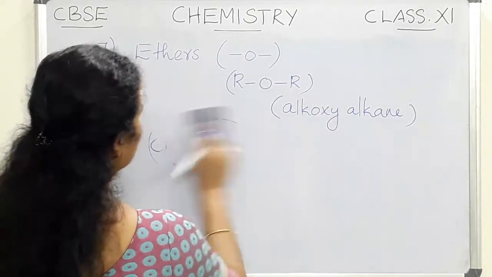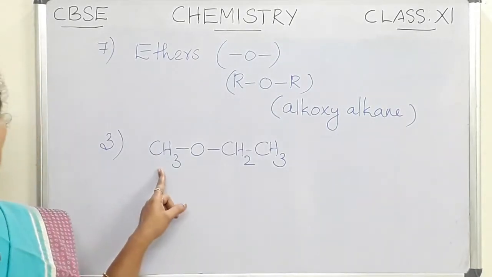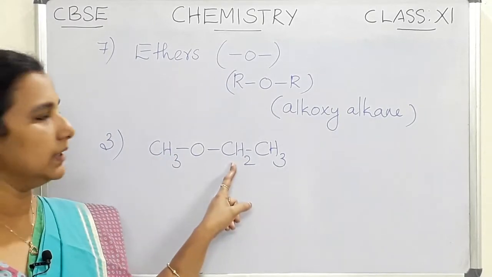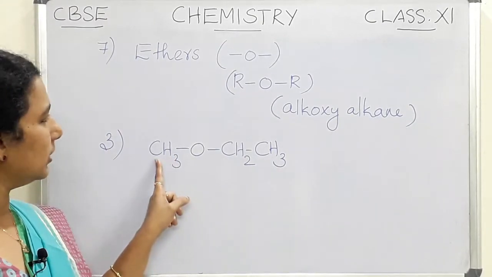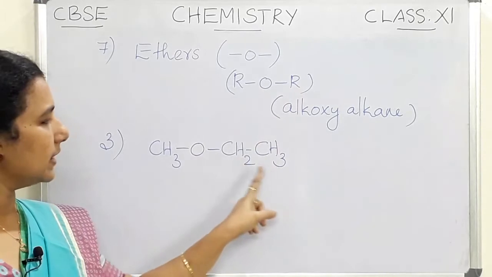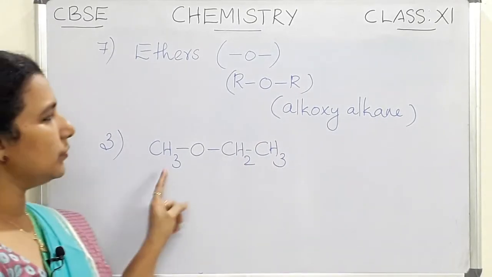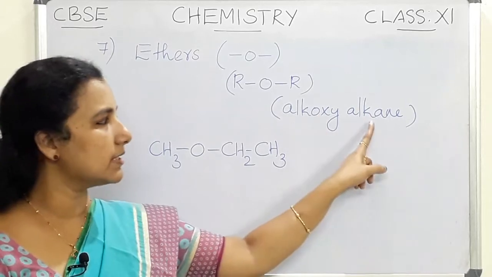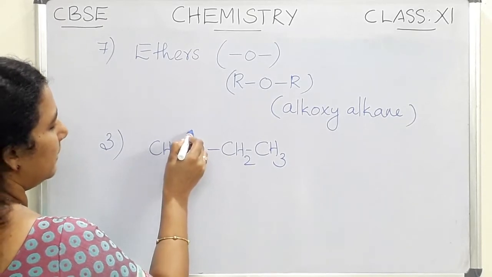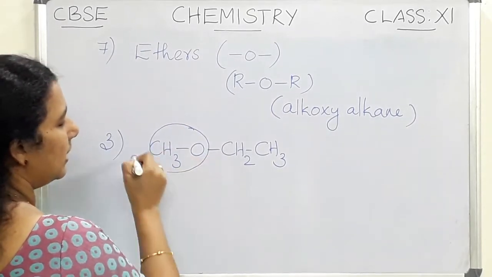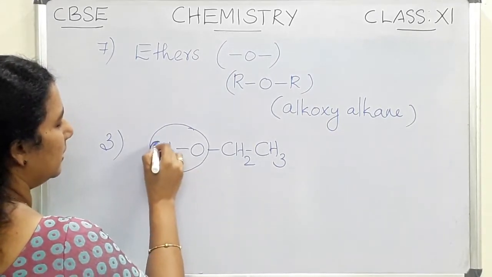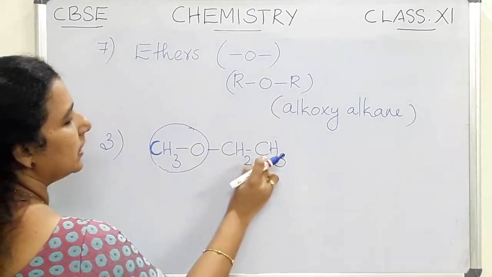Consider one more compound. Here there is a methyl group on the left side and an ethyl group on the right side. So two R groups: the left side R group is methyl and this R group is ethyl. So here there is a confusion. Which one is taken as alkoxy and which one is taken as the alkane part? Here we have to identify the group with fewer carbon atoms. Here there is only one carbon atom, and here there are two carbon atoms.